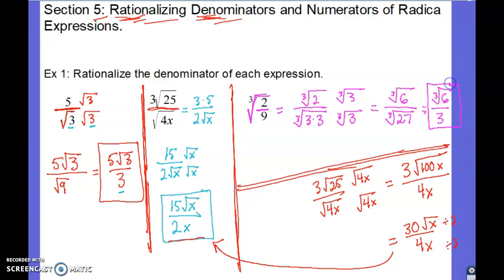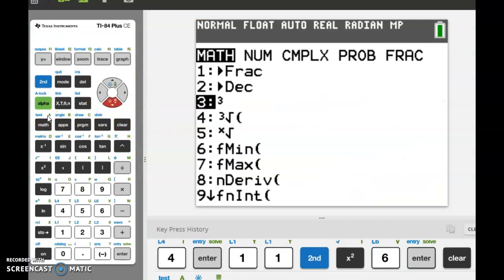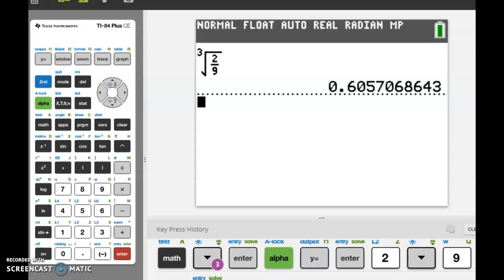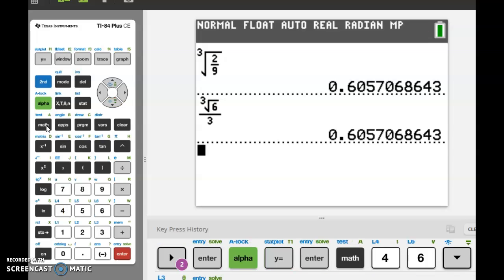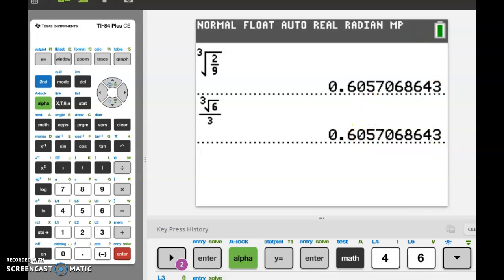Just because I showed you one example, you might still have a question. Write down that question and bring it to class, and you can bring it to me. I also want to point out that you can check your answers with a calculator. If you were to hit math, the fourth option down is the cube root, and you type 2/9, you get some decimal. What I'm saying is that's equal to what I came up with, which was the cube root of 6 over 3. It's the same exact decimal. So you can check your work still as we move forward.